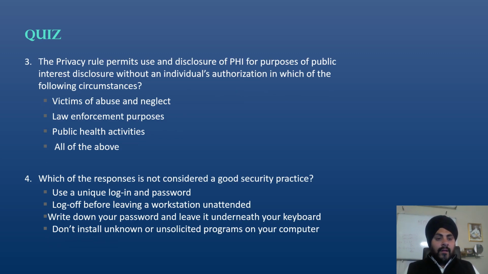The third question: the privacy rule permits use and disclosure of PHI for purposes of public interest disclosure without an individual's authorization in which of the following circumstances? The options are victims of abuse and neglect, law enforcement purposes, the third option is public health activities, and the last option is all of the above. So the answer is all of the above.